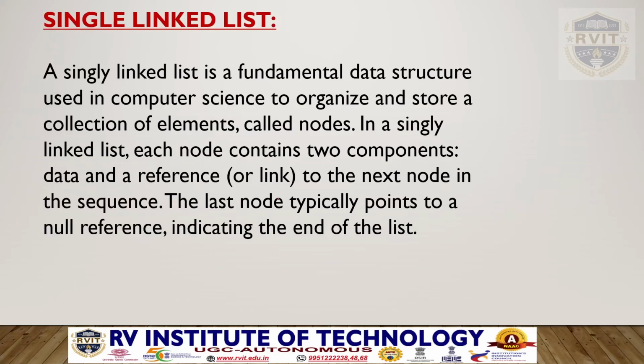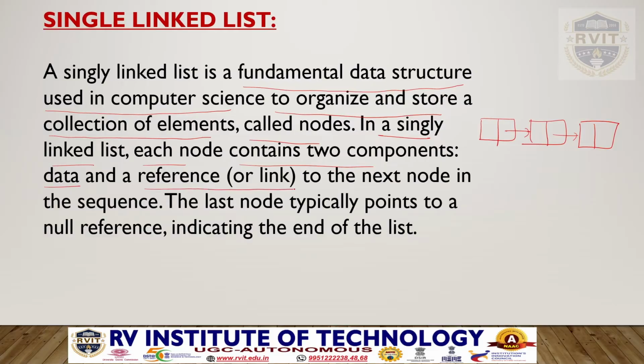We'll understand later theoretically about this single linked list. So here we can define it this way. A single linked list is a fundamental data structure used in computer science to organize and store a collection of elements called nodes. In a single linked list, each node contains two components, a data and a reference or link. Here I said this is data, and this is known as next.